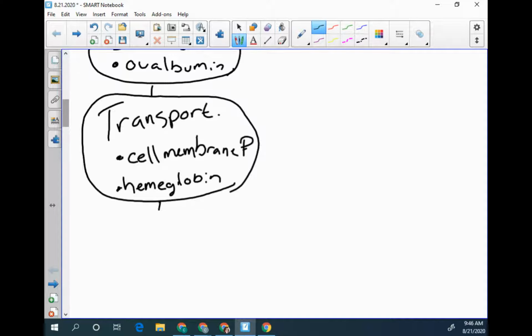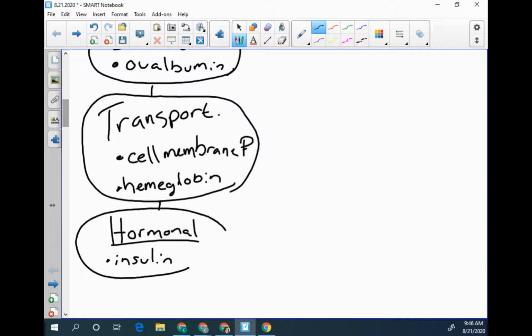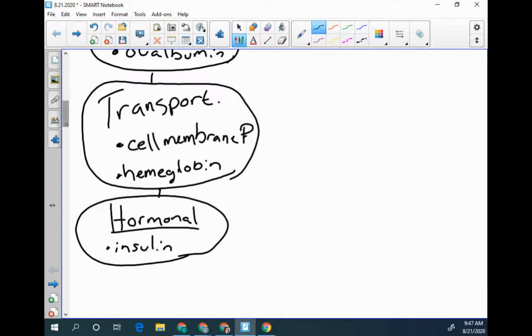There are also hormonal proteins. So, like human sex hormones, steroids, that kind of stuff, those are lipids. But stuff like insulin is a protein, and that's the protein that helps regulate blood sugar. That's a really, really important protein.